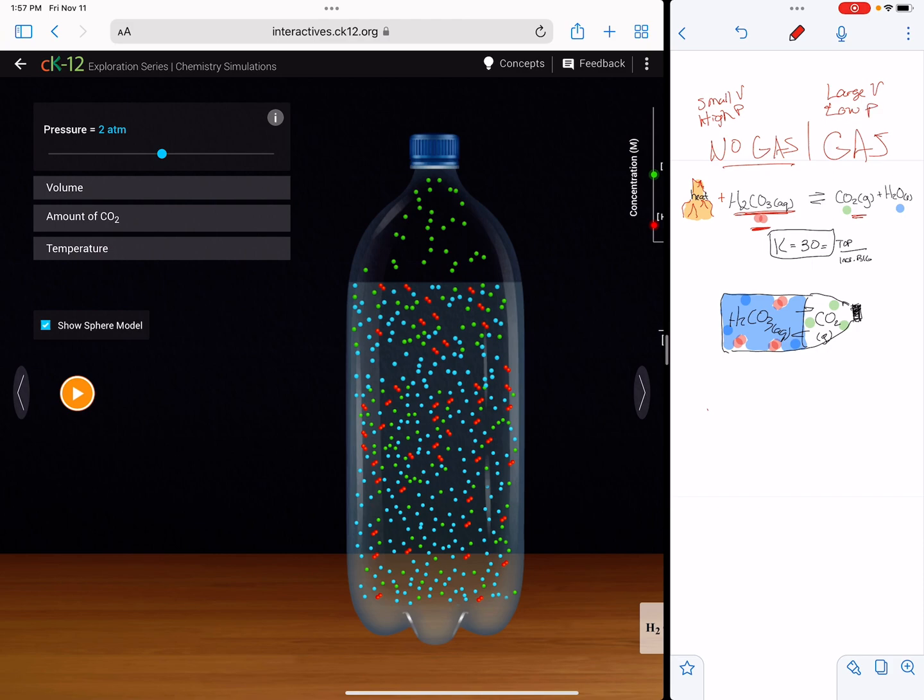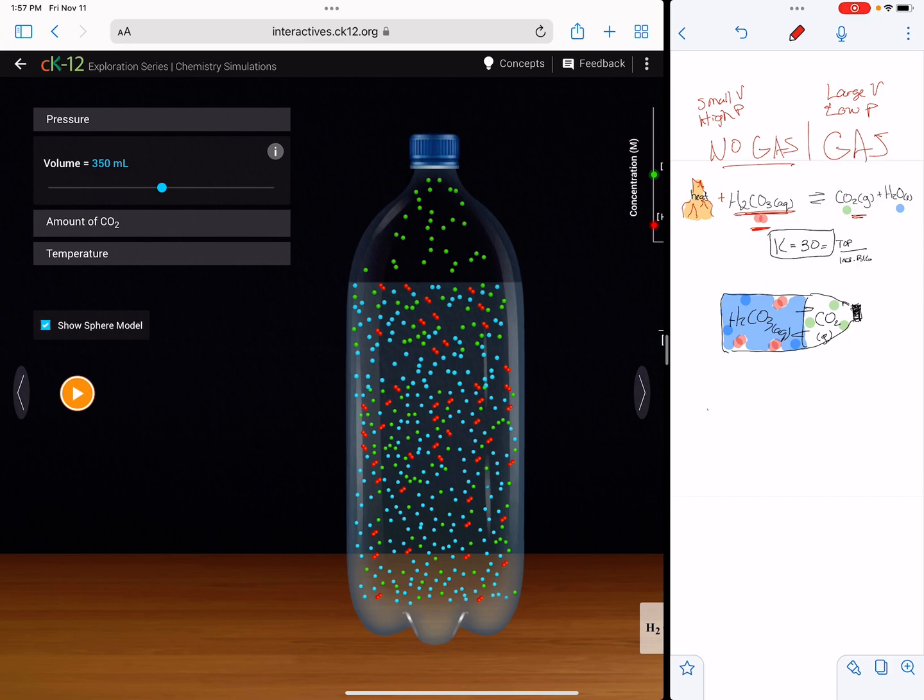So let's see what happens when we change our volume in this picture. If we make our volume larger, so we're just going to do that by opening up the container, basically. We're going to open it to infinity. And if we make it larger, what that's going to do is cause more of this one to be produced, because when you open it, it shifts in the direction of more moles of gas when you increase the volume.